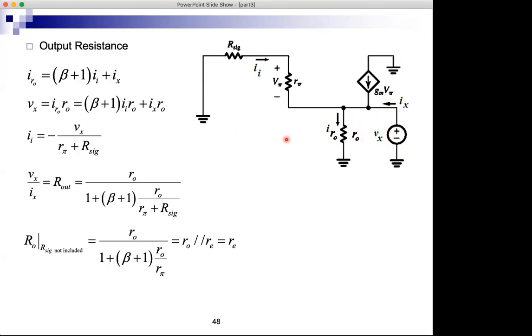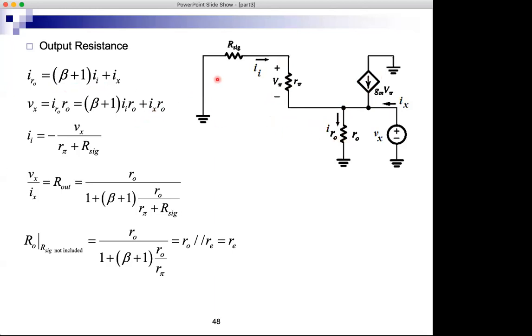We will do a circuit analysis in this case, starting with this current, IRO. This current is equal to beta plus 1 II, plus this current. This current plus this current is beta plus 1 II plus Ix. So this current, Ix, plus GMV pi plus II is beta plus 1 II plus IX. Vx is the voltage here, and therefore it's this current times RO.